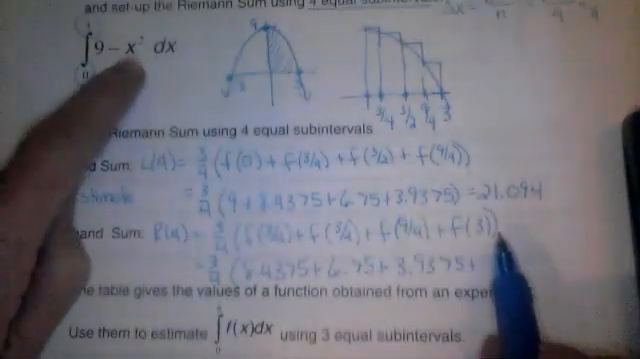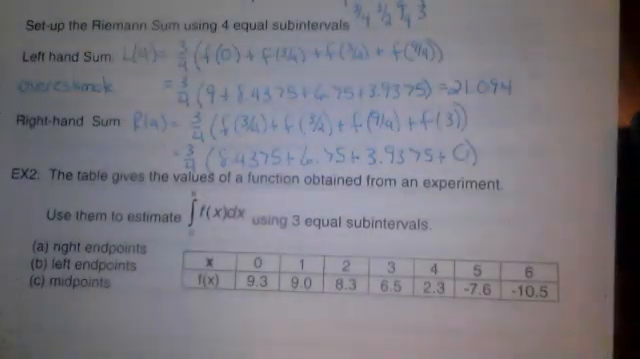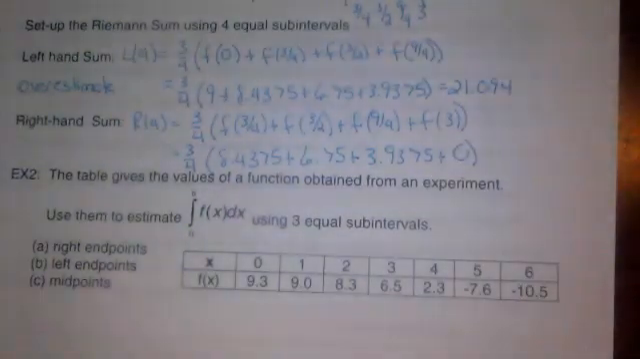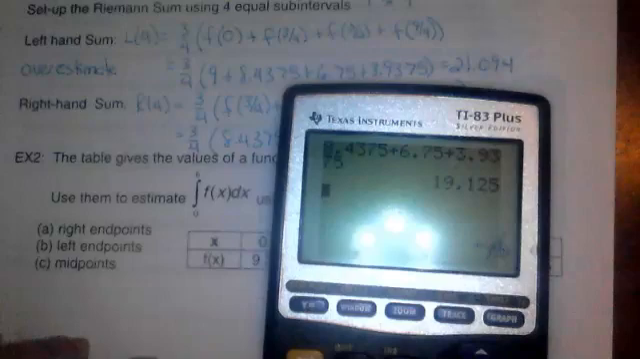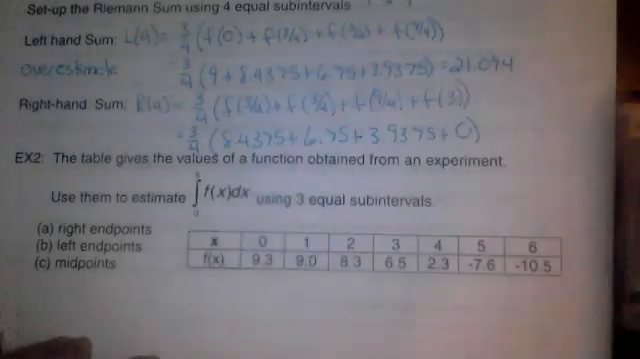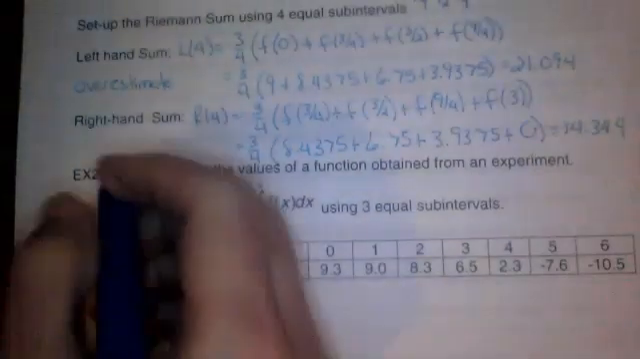We put in 3 right here, squared is 9. 9 minus 9 would be 0. So now we're just going to total all those up times 3/4. So let's see here. So here they are. And then we're going to multiply that by the 3/4 in the front. We get 14.344. And that one is our underestimate.